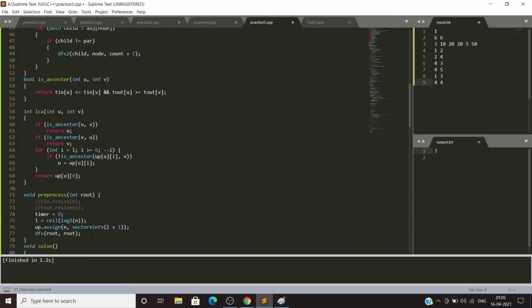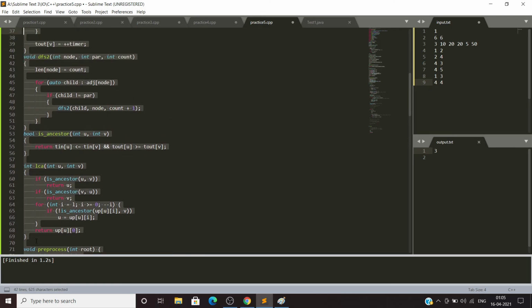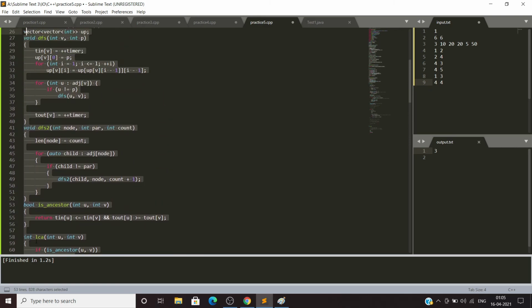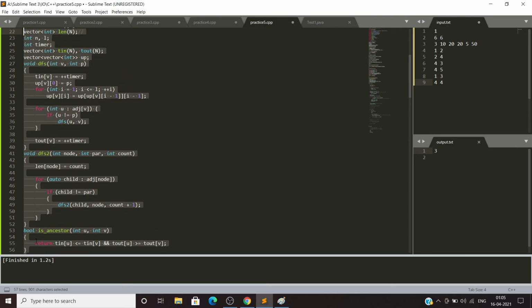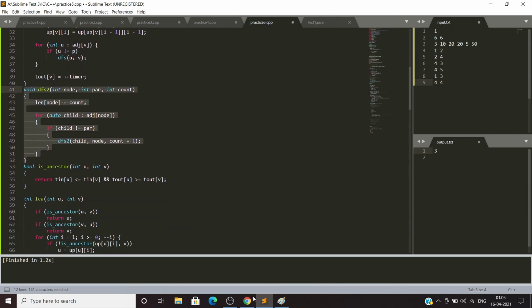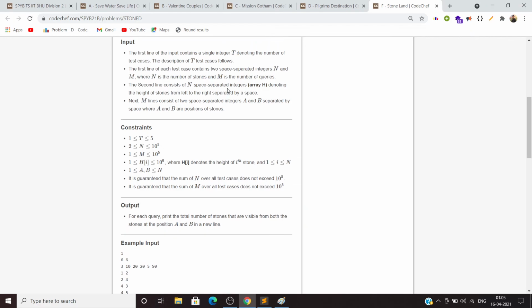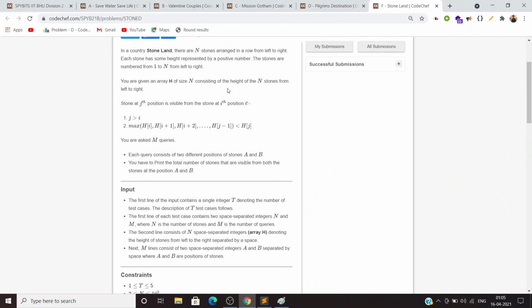And here is the full LCA part. You can get it from the CP algorithms website, and for calculating the length, I made my own DFS function here. So hope you have enjoyed the video and you have understood the questions and the solutions.